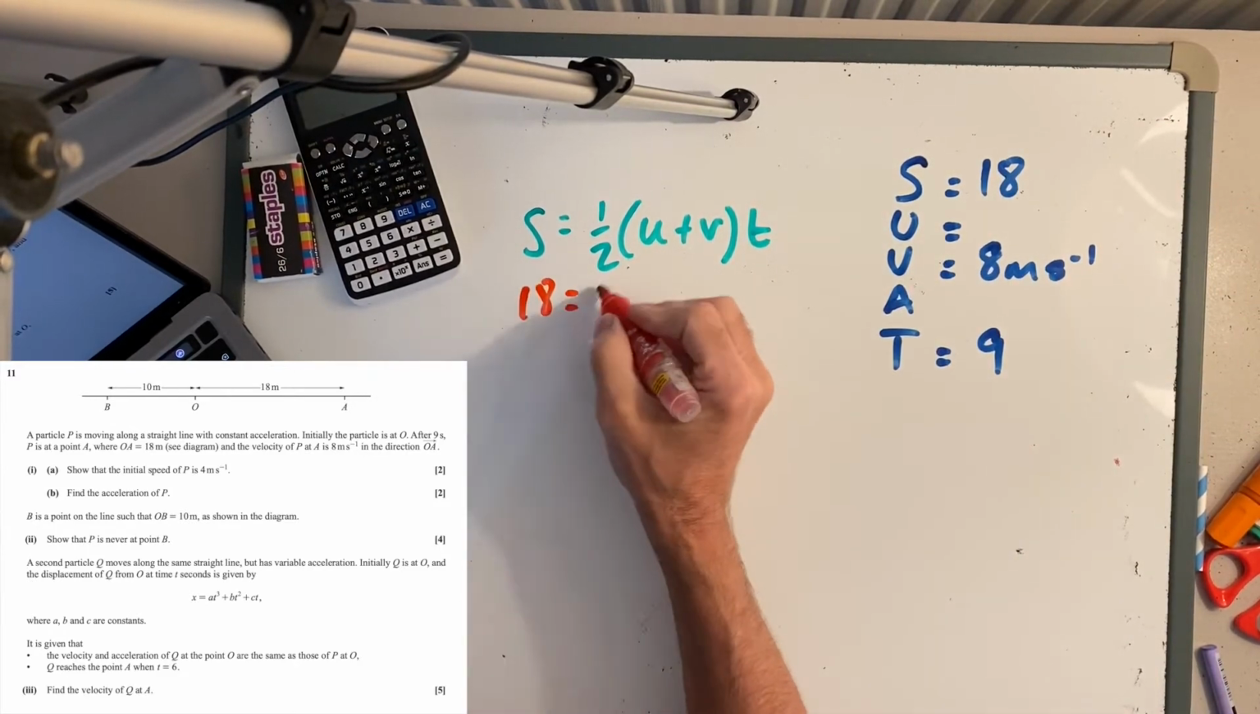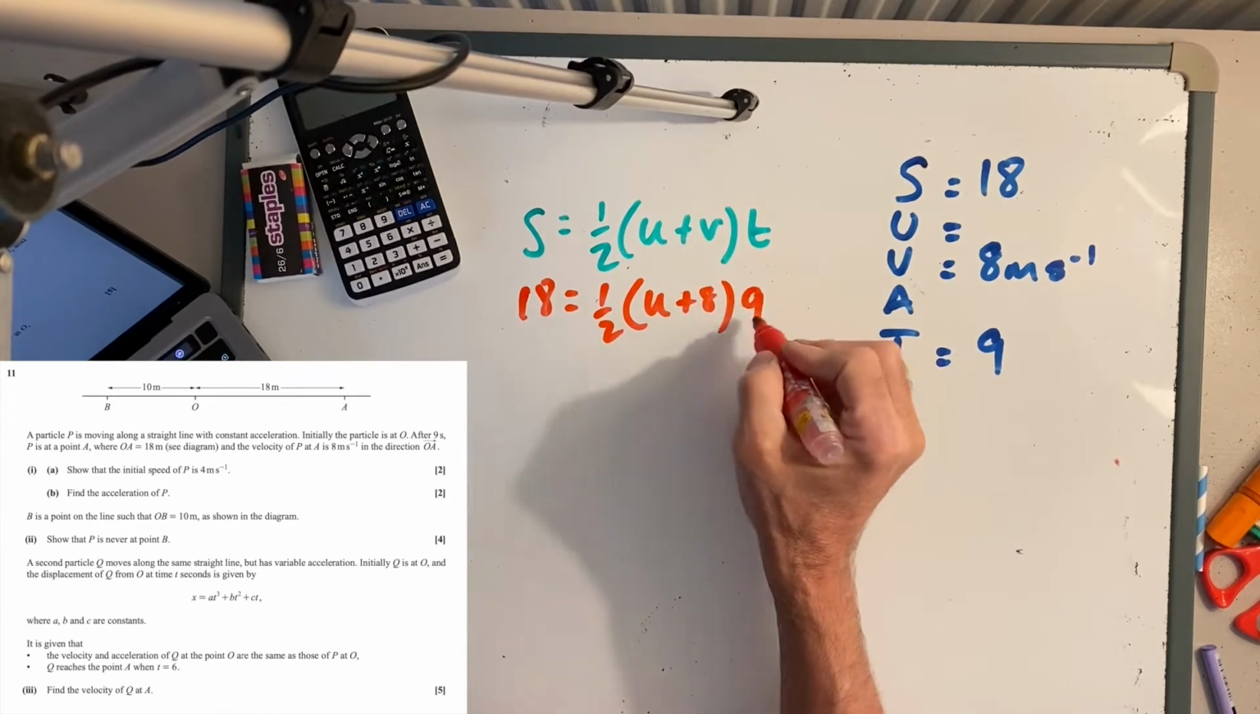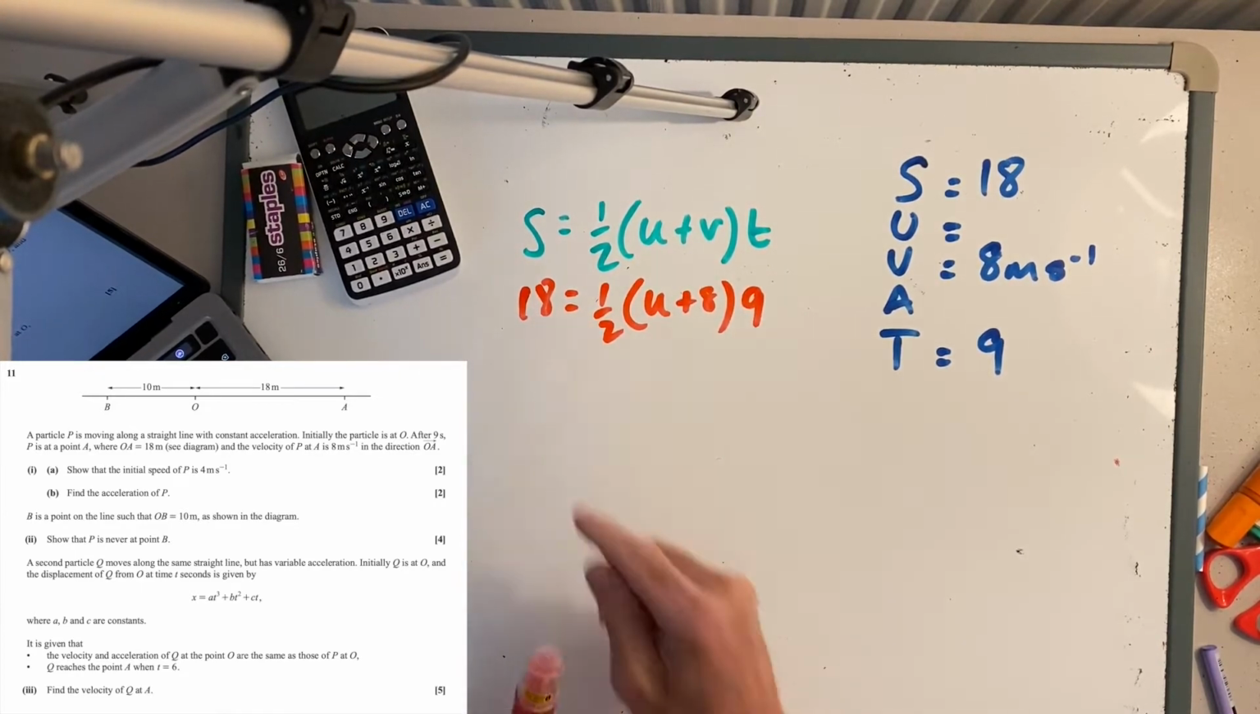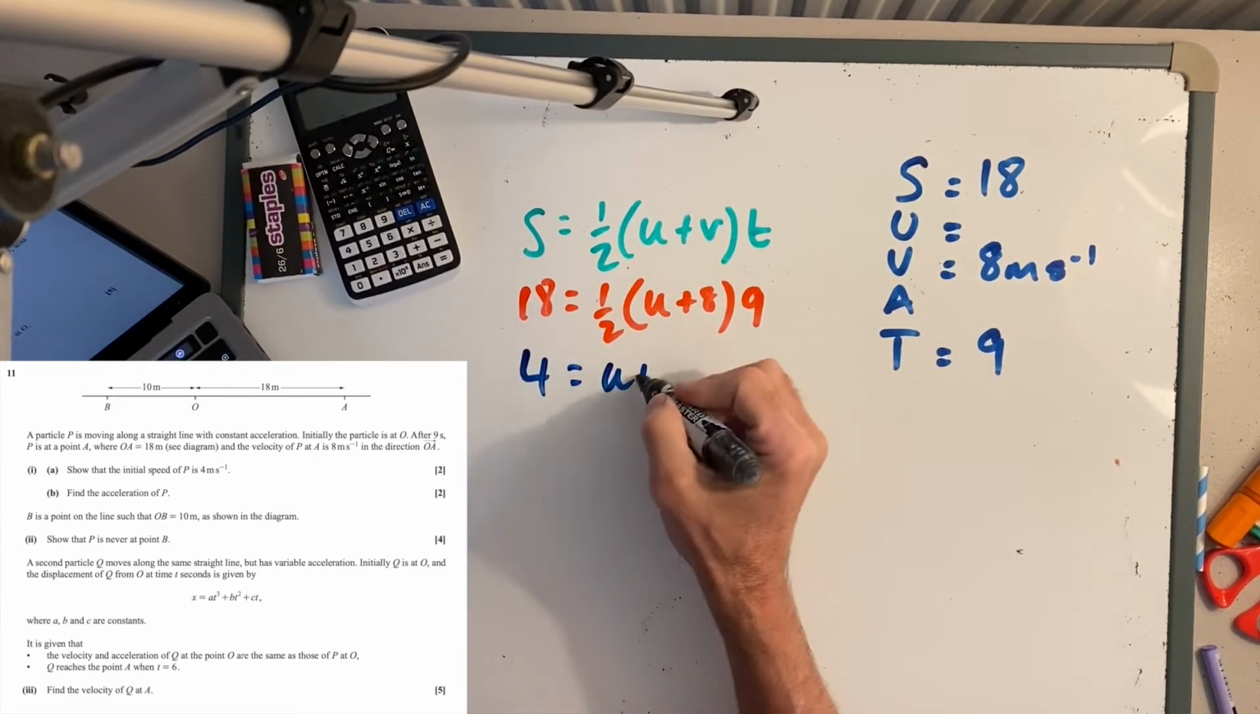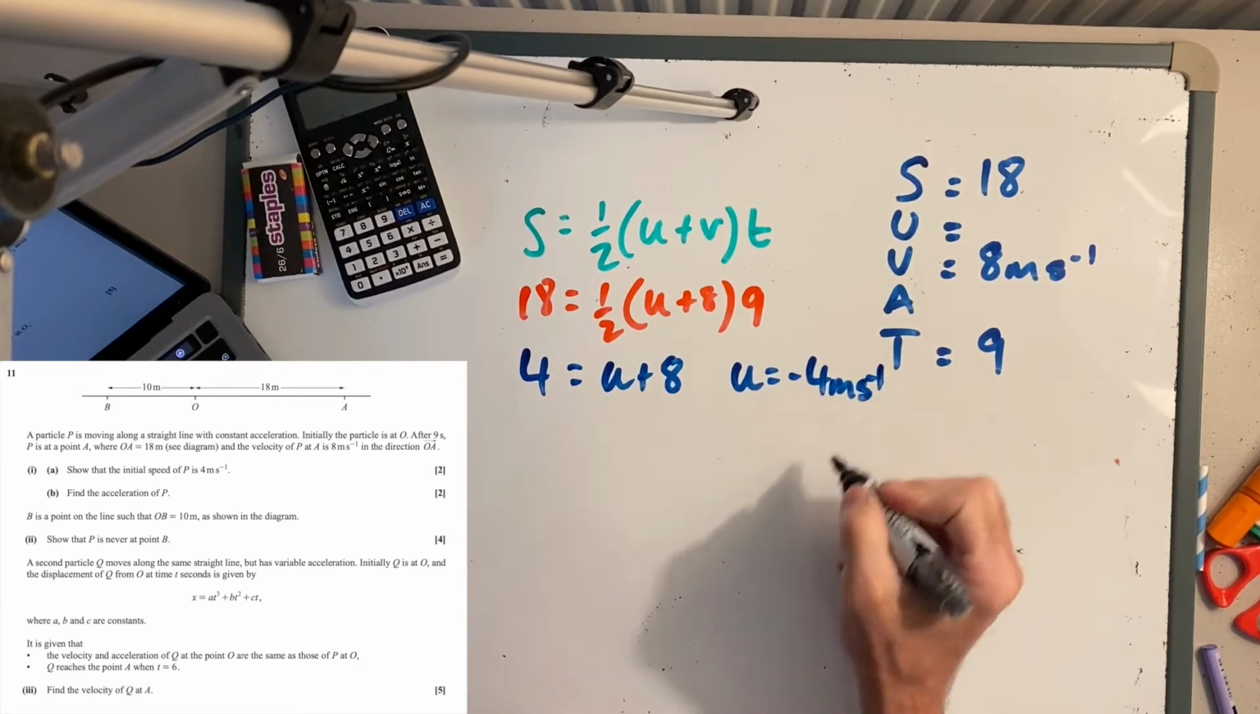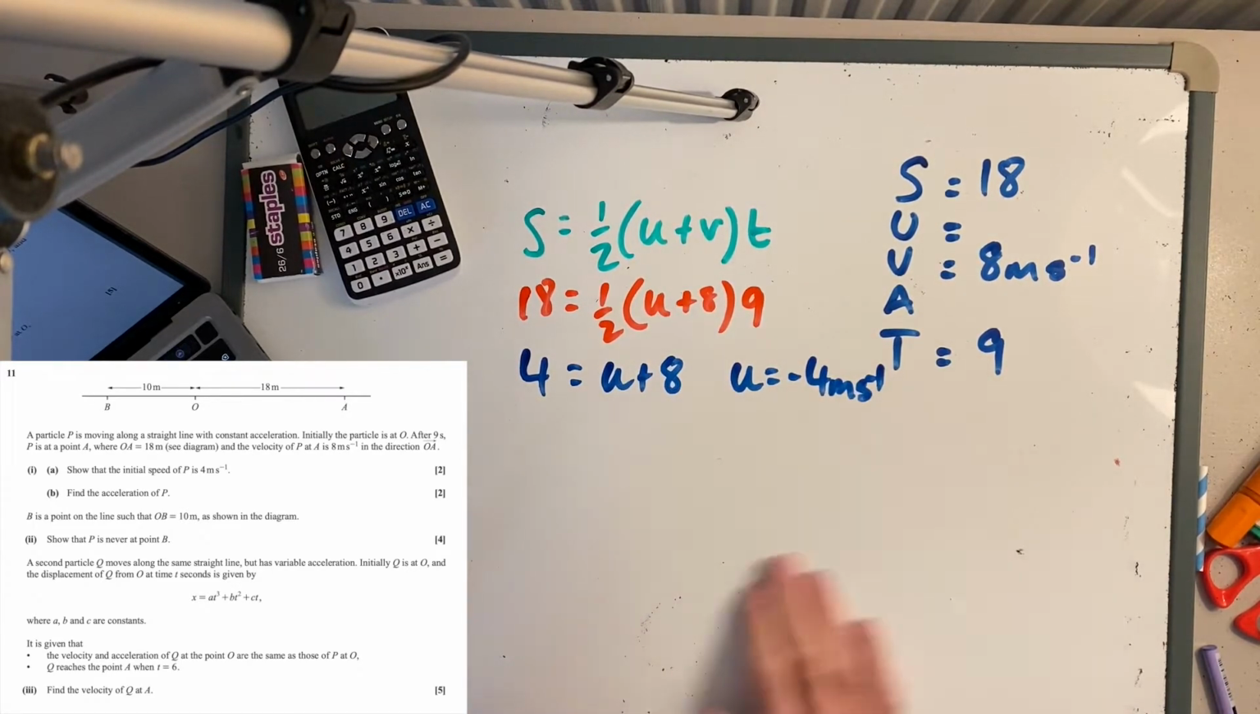S is 18 equals a half (U plus 8) times 9. Double everything, 36 divided by 9, 4. So that is 4 equals U plus 8. So U equals negative 4 meters per second. So the initial speed is 4 meters going the other direction, but that's initial velocity.